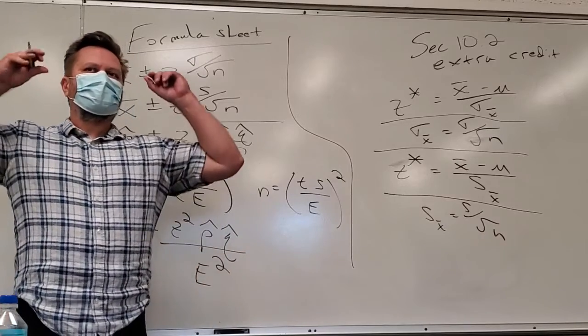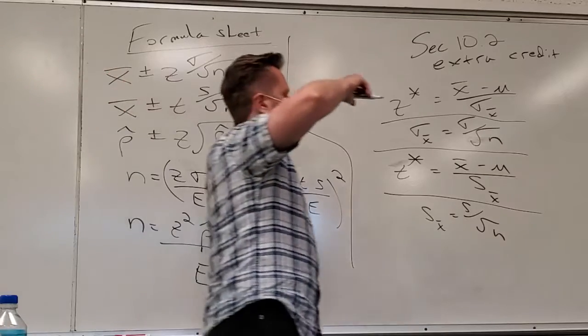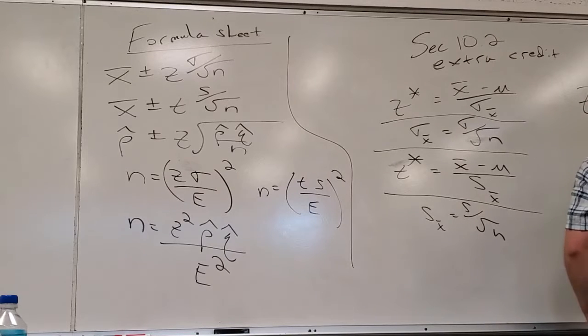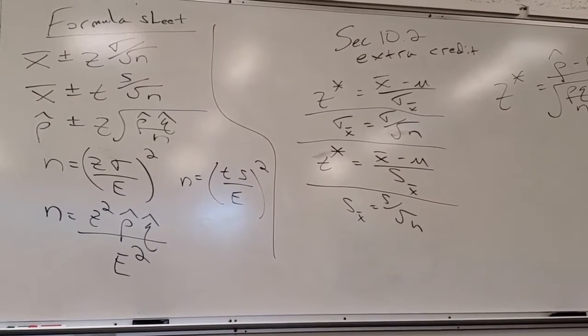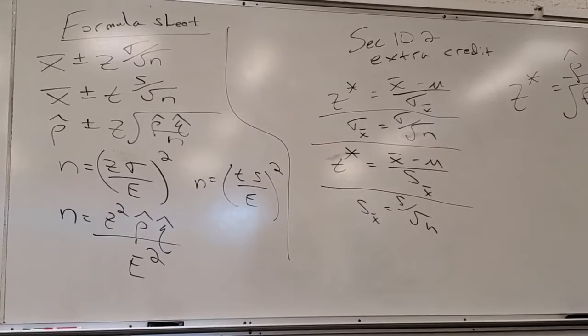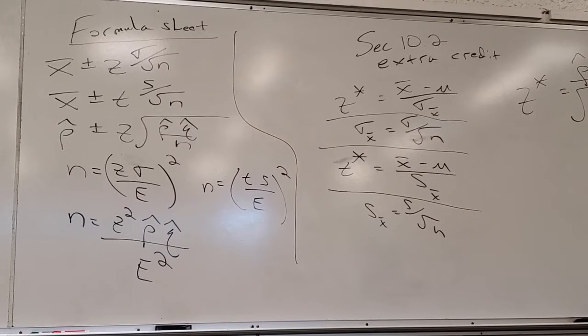And then, of course, the new one, the new z-star formula that we never saw before was for percentages. Any formulas you think I missed from chapter 8 and 9?